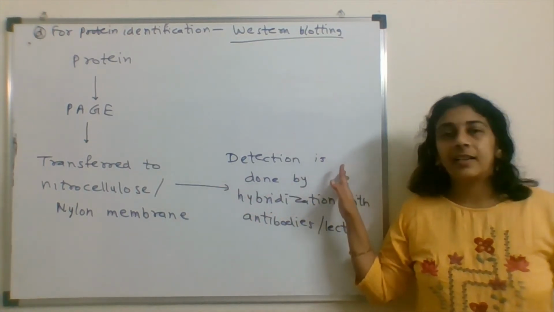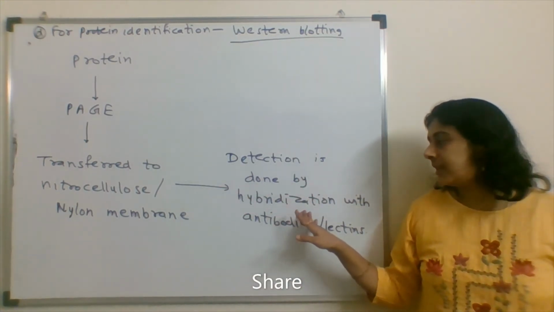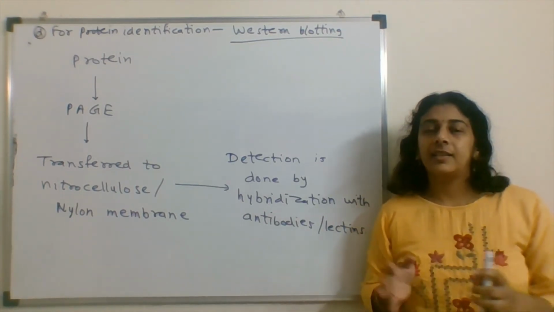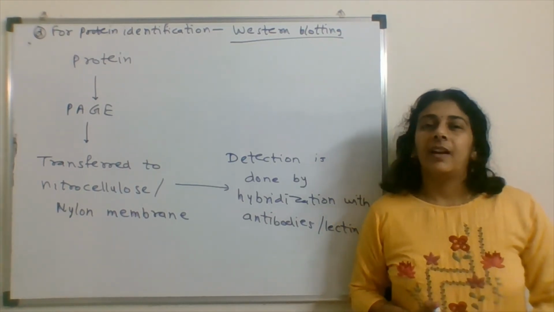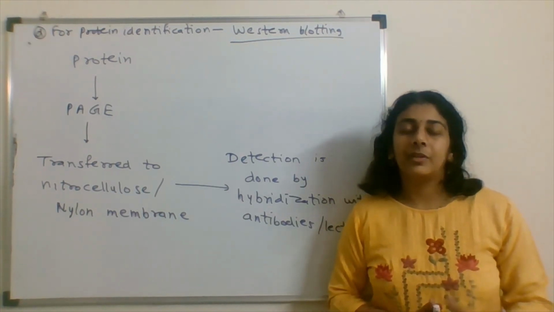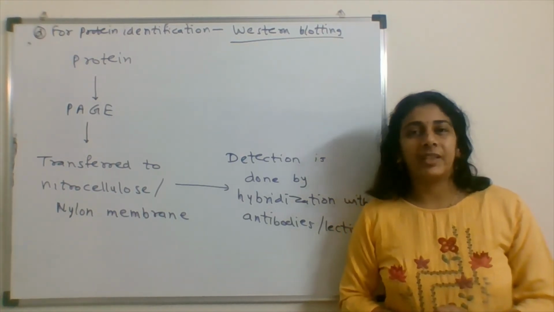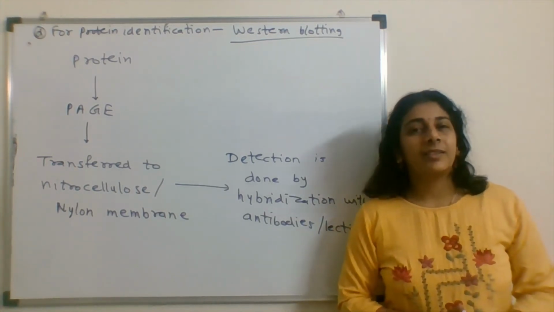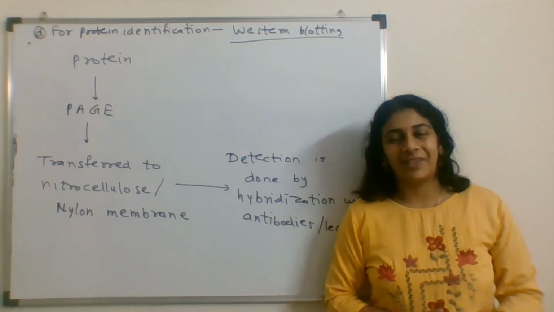Further, these are detected by using antibodies or a lectin. These can be hybridized, and if hybridization occurs, then we come to know the protein is present. So this is the technique used for protein identification.